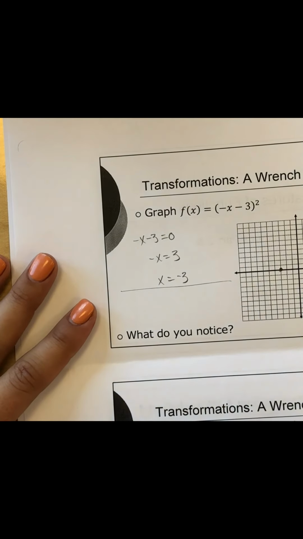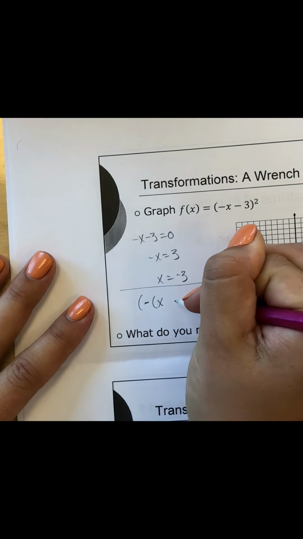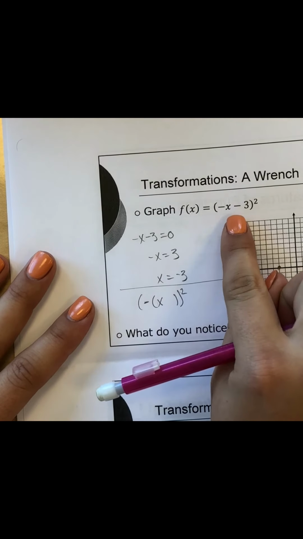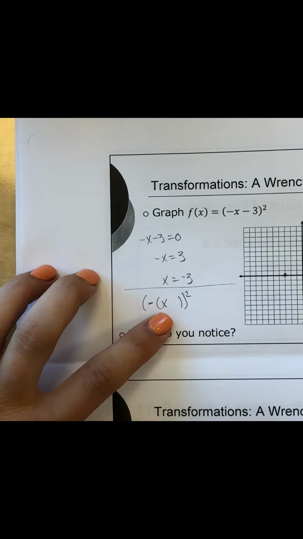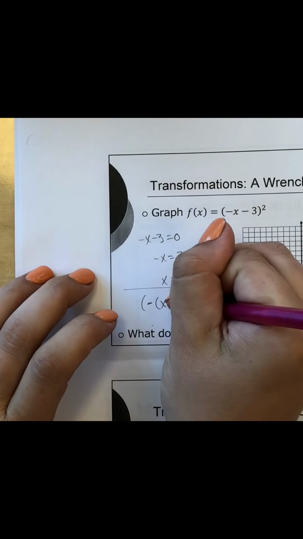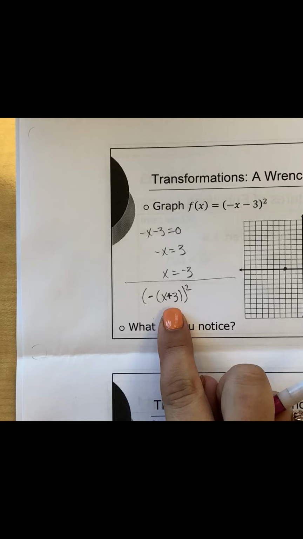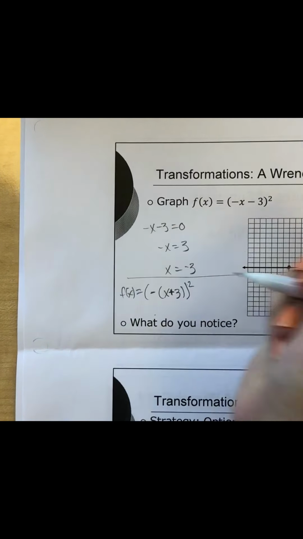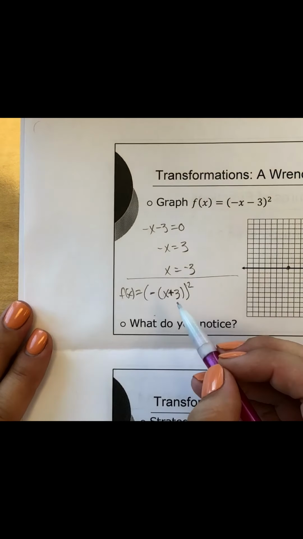Our other option would be to factor. So if I factor, this would be x. So what would be in the parentheses? If I factored out a negative here, the negative x would become x, right? And the minus 3 would become just a 3. So plus 3. So if you factor out, you can see that it goes left 3. Okay. So either way that works for you, you can use either technique.